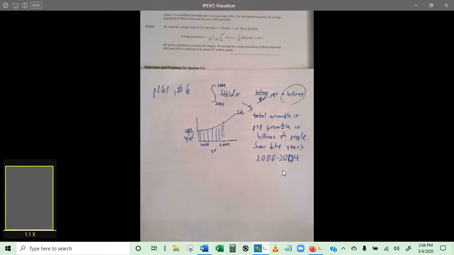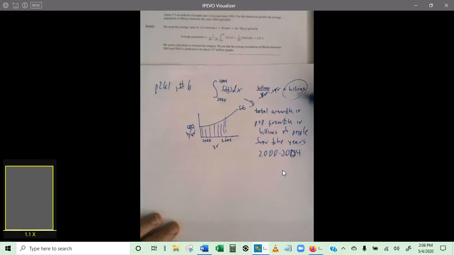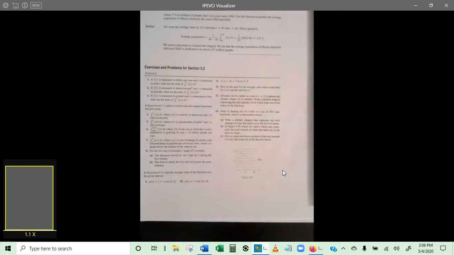Now, for number 6, what we wanted were the units, and then this interpretation represents the idea that the area under this curve is the total population increase for those 4 years. Okay, good. So that was our homework.